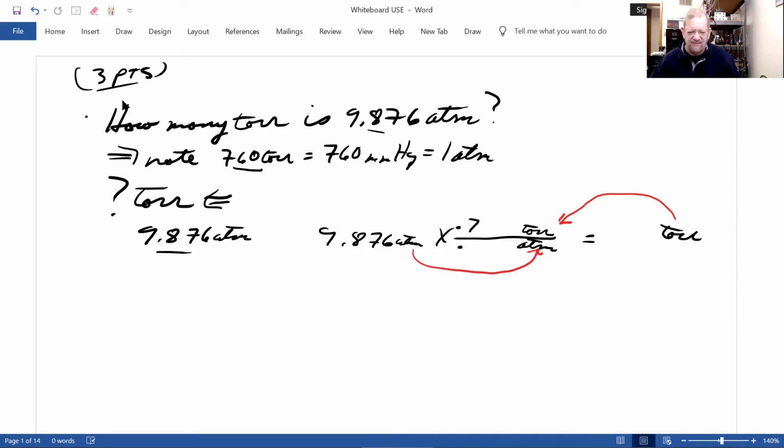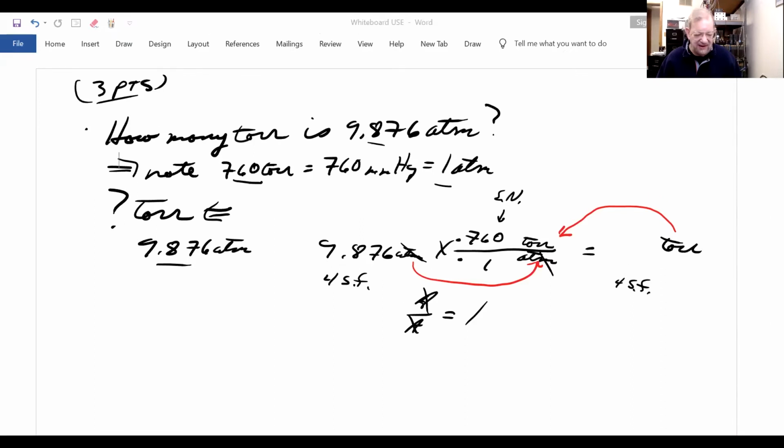760 torr is equal to 1 atmosphere. Both of these are exact numbers. Therefore, this is 4 significant figures. Our answer should be 4 significant figures. Notice atmospheres divided by atmospheres cancels out because anything divided by itself equals the number 1. And now I can open up my calculator, hang in there.